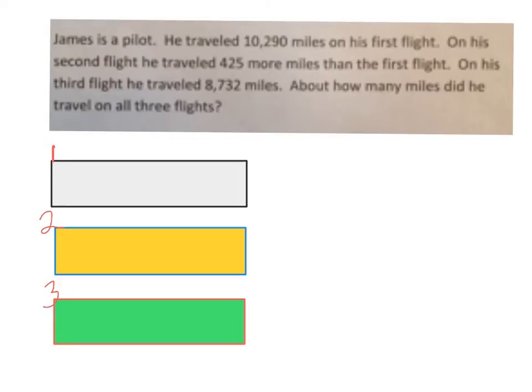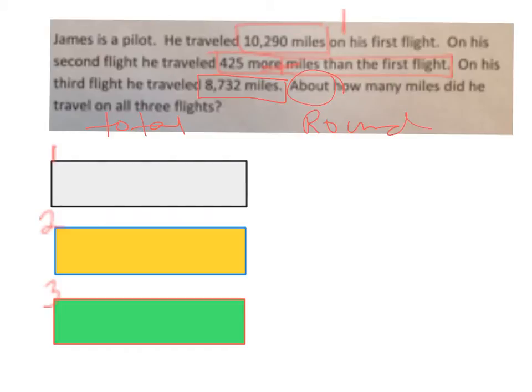He traveled 10,290 miles on flight number 1. On his second flight, he traveled 425 more miles than the first. So that means plus the first flight. On his third flight, he traveled 8,732 miles. That means to round, or estimate. How many miles did he travel on all three flights? That means I need a total of all the miles he traveled.